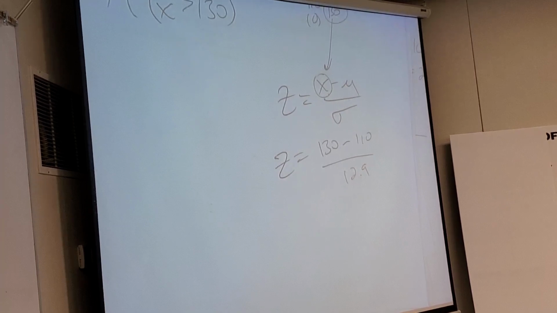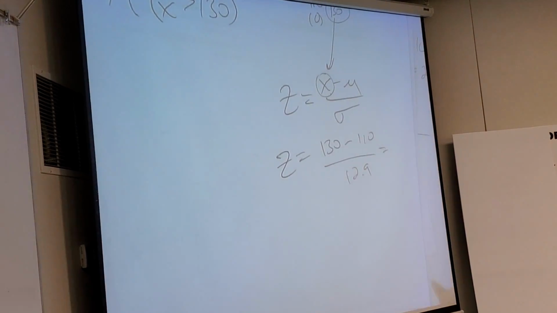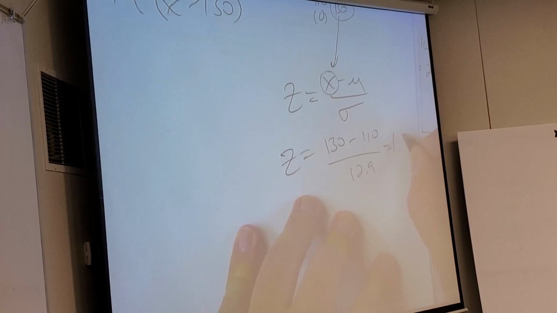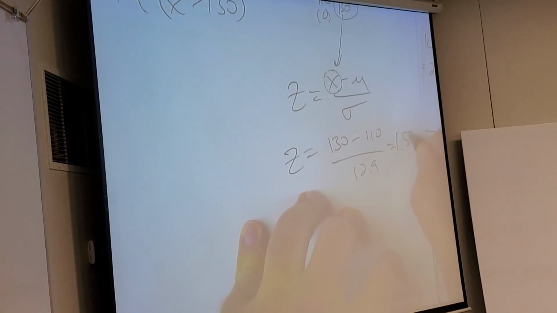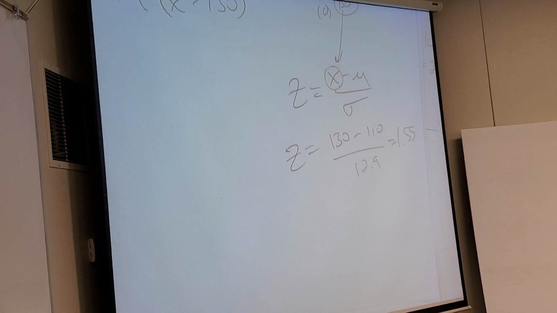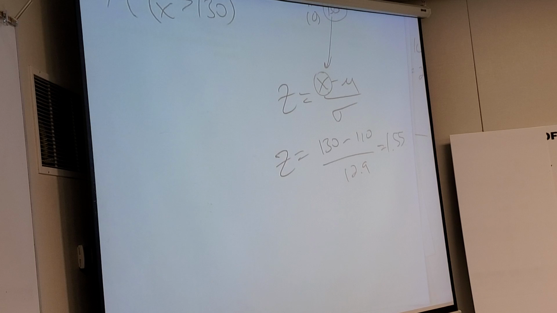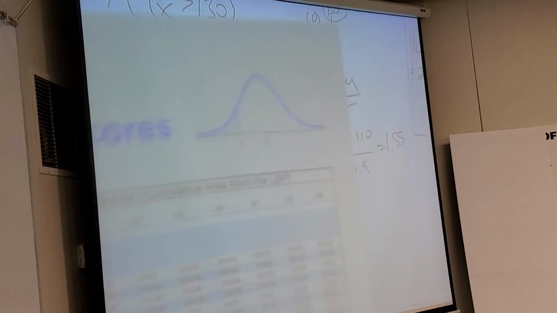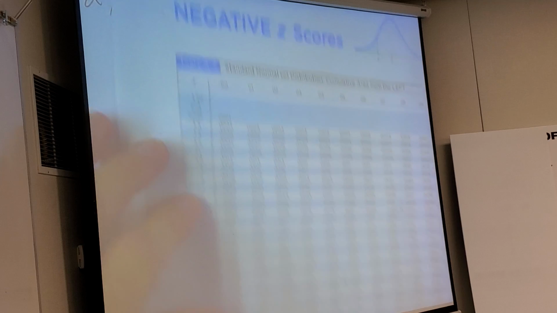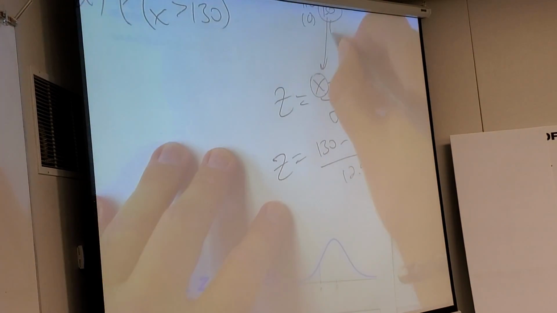I'm actually trying to do it in my head. I've got to stop doing it. 2.25? I don't know what it is. What is it? 1.55? Okay, so 1.55. I'm going to stop at 1.55 because the chart only goes two places. Let me put that on the picture.